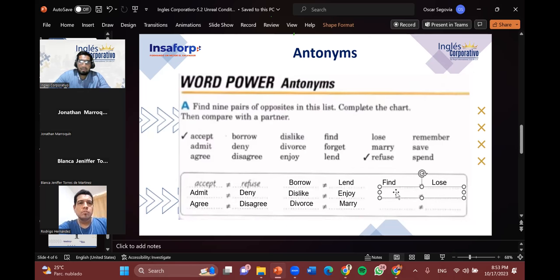All right. How about forget? Remember. Very good. It is supposed to be remember. So yeah, that's how we go ahead and do it. Okay. So there we go. For forget, it would be remember. And what is the last one that we have?